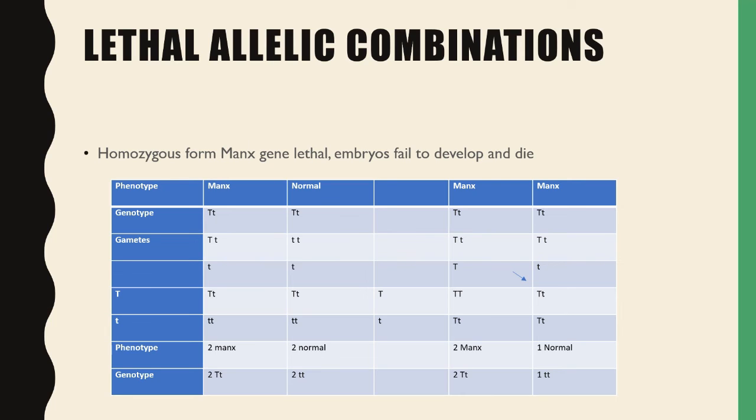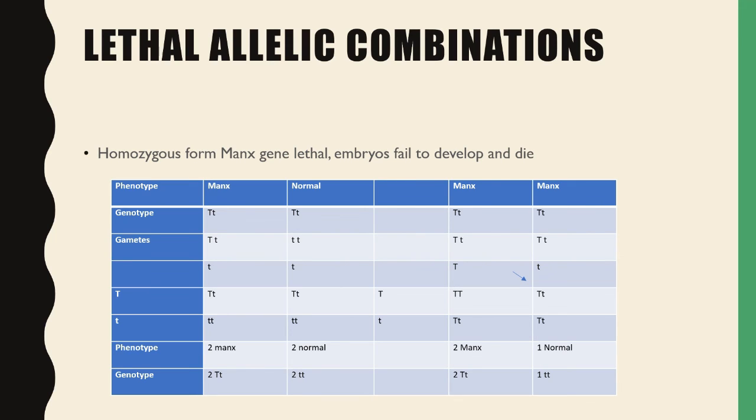So we have this cross, with the two t's at the top and a big T and a small t at the side. When you cross big T with a small t, you get big T, small t, and again big T, small t. When you cross two small t's, you get two small t's, and again two small t's. So you end up with two Manx cats and two normal cats, with genotypes big T small t, and two small t's.